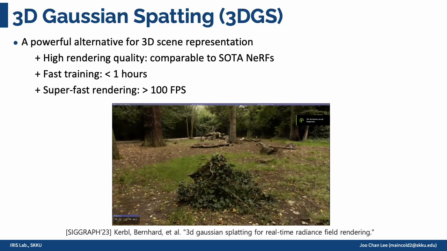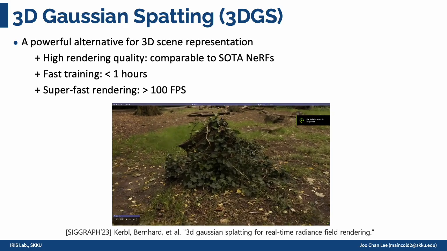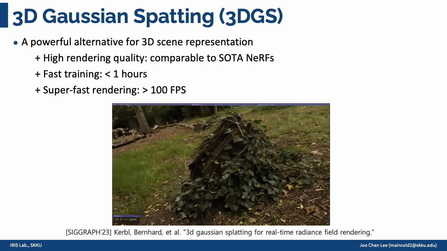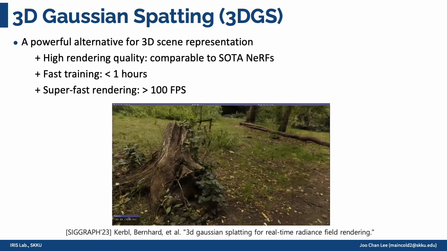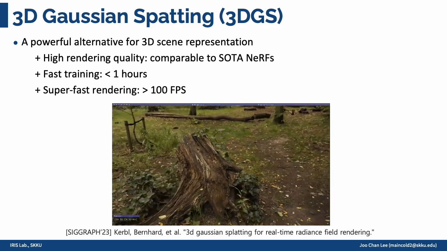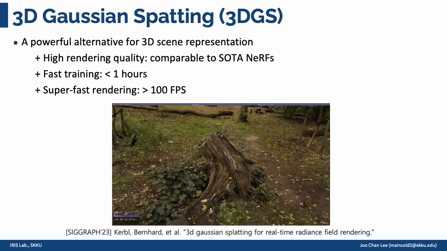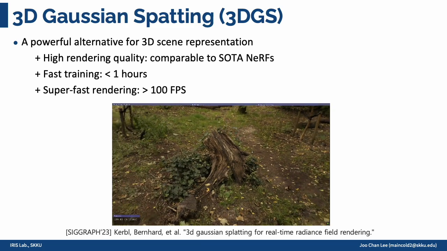3D Gaussian Splatting, 3DGS, has recently emerged as an alternative 3D representation that leverages a point-based representation associated with 3D Gaussian attributes and adopts the rasterization pipeline to render the images rather than volumetric rendering. It achieves high rendering quality, fast training, and real-time rendering.